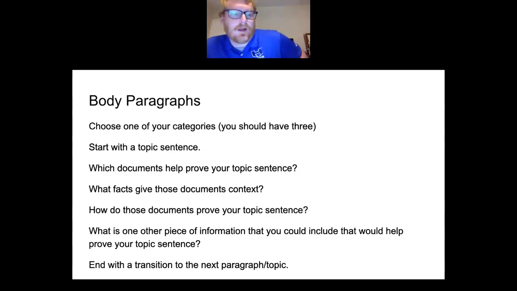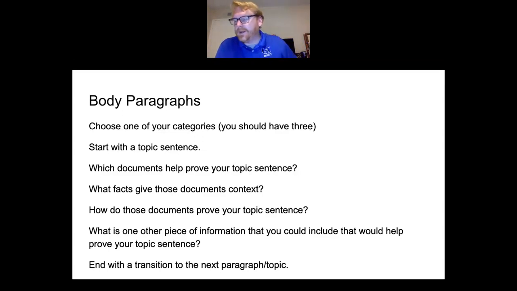A lot of you will be comfortable with this, but when we talk about what a body paragraph does, it takes a piece of your thesis and fully fleshes it out and proves it. Very similar to writing a lab report, once you've put out your claim, your argument, you have to prove it with your facts. And in a DBQ, the facts are going to come from not only yourself, but also the documents that they've given you. Being able to use those documents and prove your thesis is the whole point of these body paragraphs.